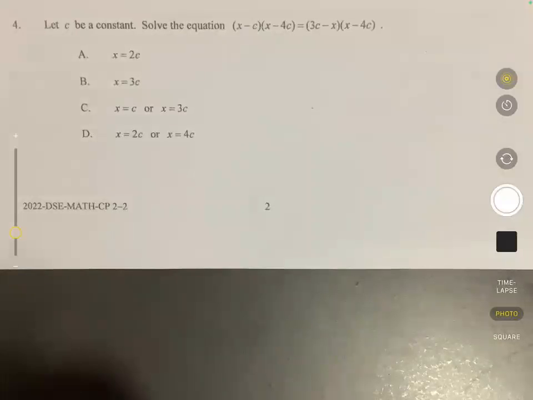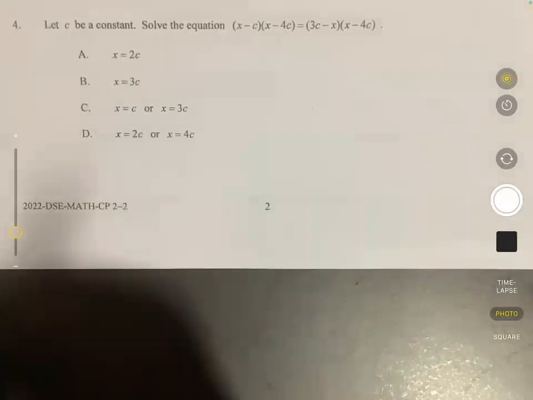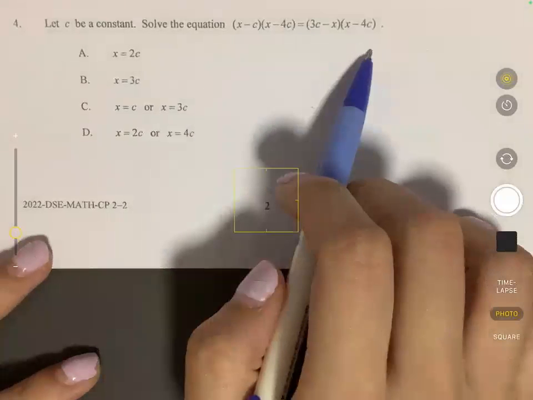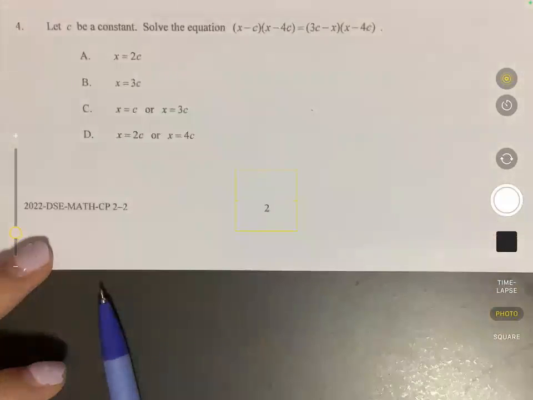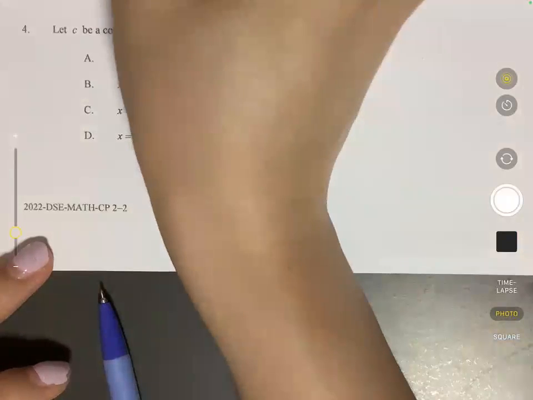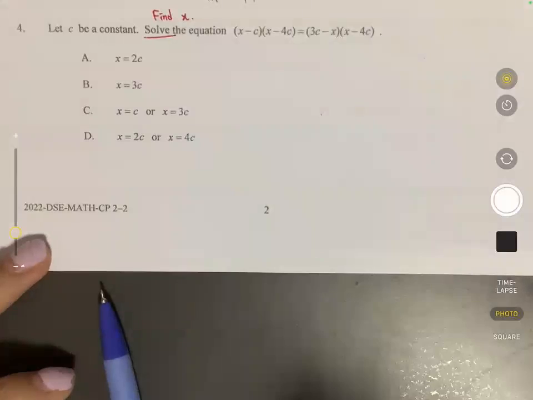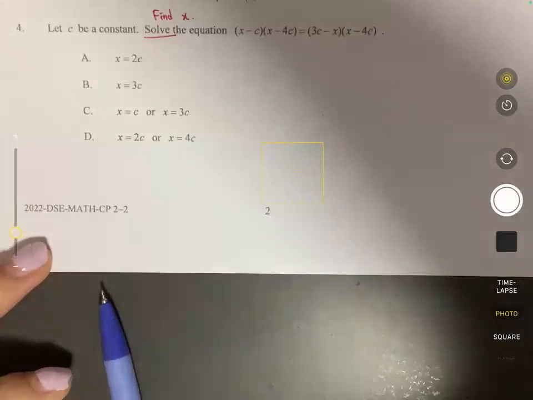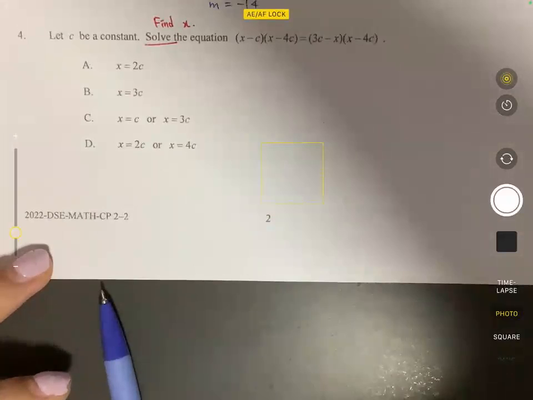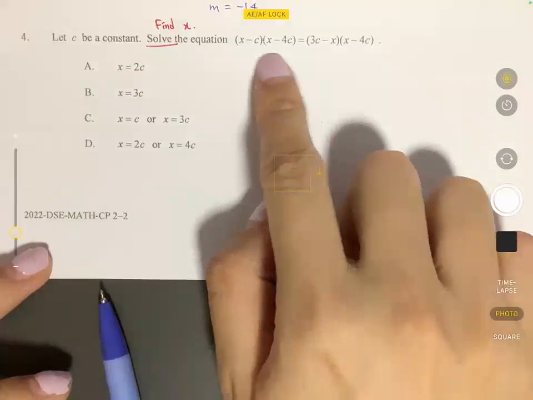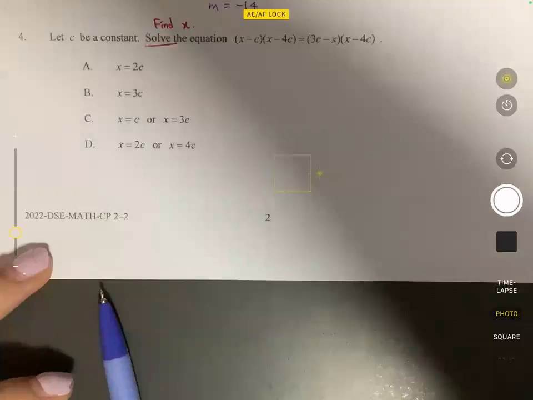Okay, now we go for question 4. Question 4, we want to solve the equation for this one, right? So when we see solve, that means we need to find x. So if x is the solution for this equation, what does this mean? That means the answer can be plugged into the equation, then left-hand side will be equal to right-hand side.